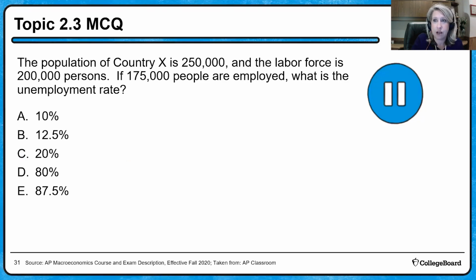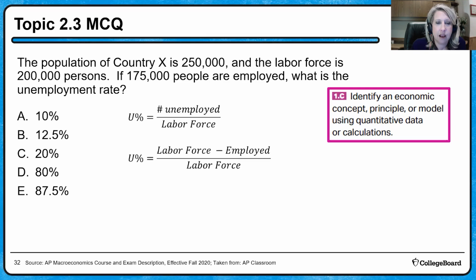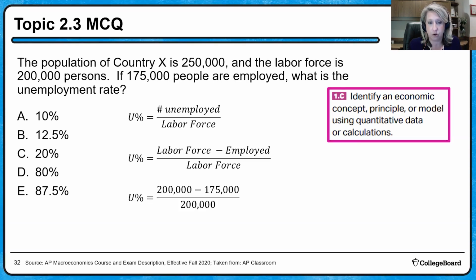Let's switch to topic 2.3, which is unemployment. Okay, did you get this one right? All right, let's take a look. The unemployment rate, again, is the unemployed over the labor force. Now, we don't have the number of unemployed, but we have the employed. So we can do the labor force minus employed to find the number of unemployed workers.